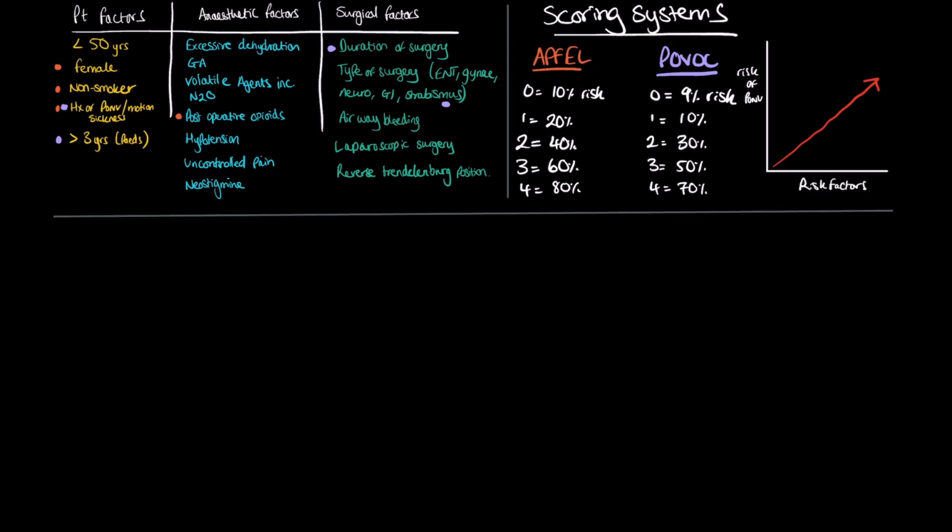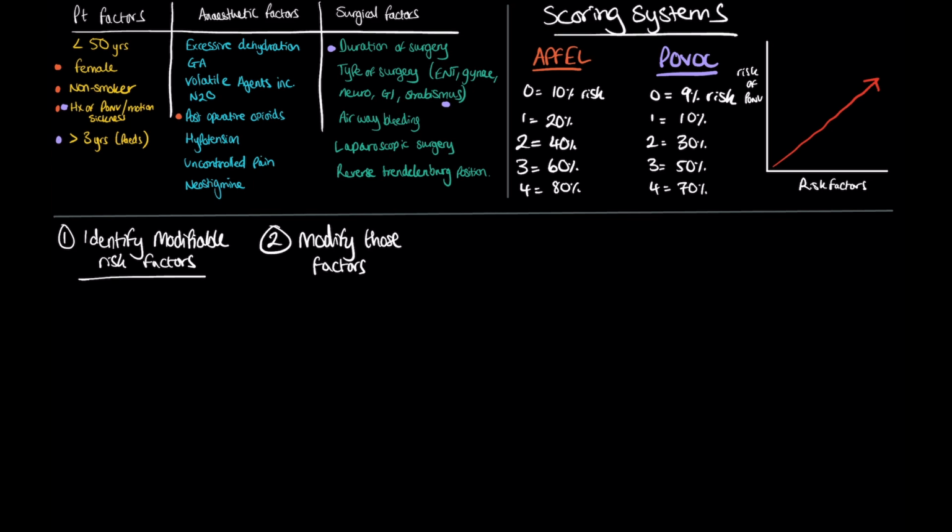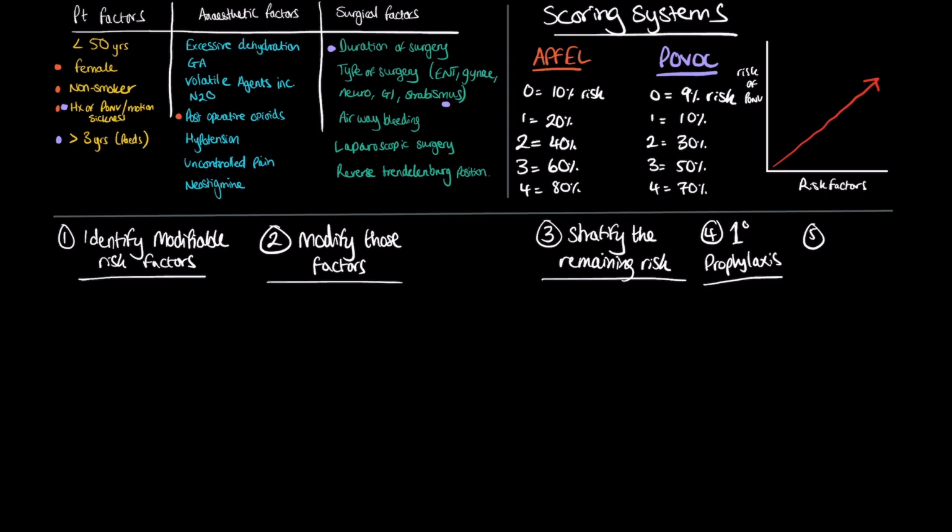For any complication or risk, the strategy I like to use is to, number 1, identify the modifiable risk factors in your patient. Number 2, modify the anaesthetic technique and the surgical technique to mitigate those risk factors. Number 3, consider the remaining non-modifiable risk factors and stratify the patients into low, medium or high risk. Number 4, give the primary prophylactic treatment according to that low, medium or high risk. And number 5, give any secondary prophylaxis if the risk or complication occurs.